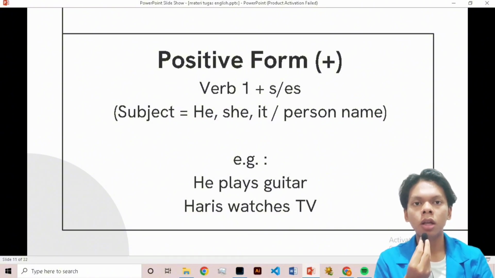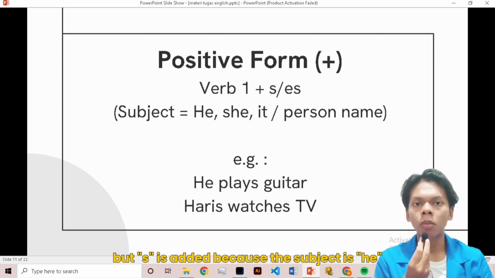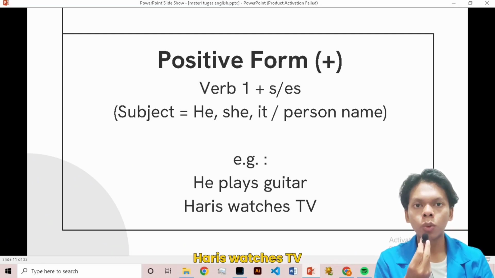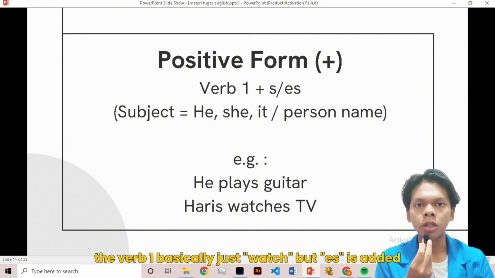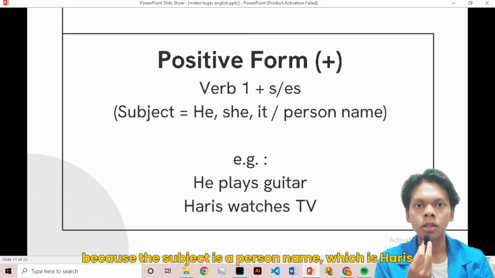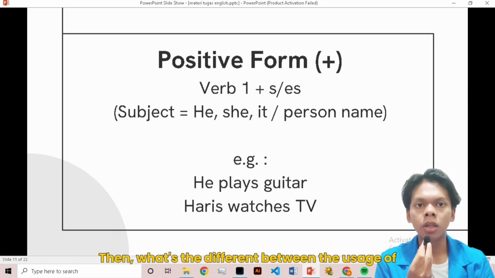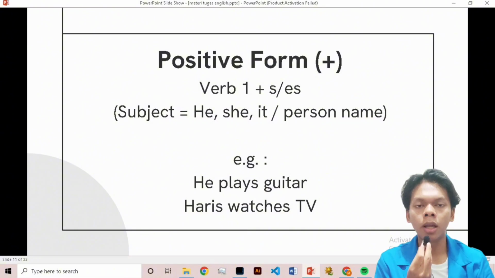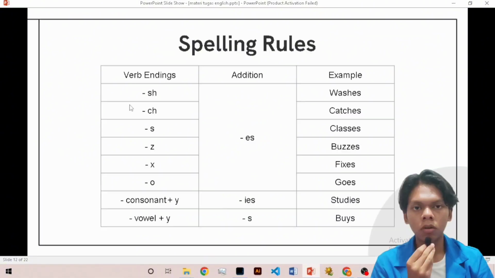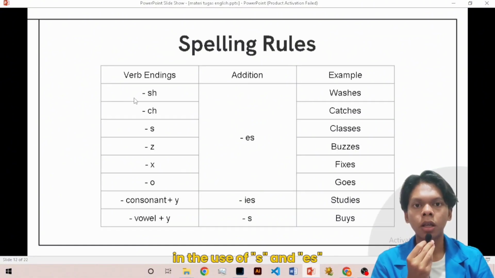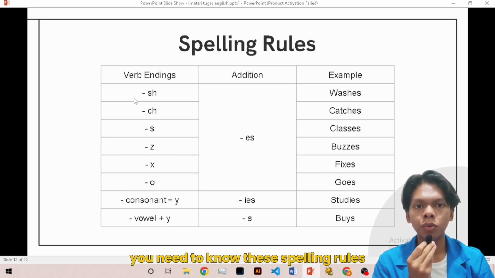For example, he plays guitar. The verb 1 basically just play, but s is added because the subject is he. Haris watches TV. The verb 1 basically just watch, but es is added because the subject is a person name, which is Haris. Then, what's the difference between usage of s and es? To find out the difference in the use of s and es, you need to know the spelling rules.